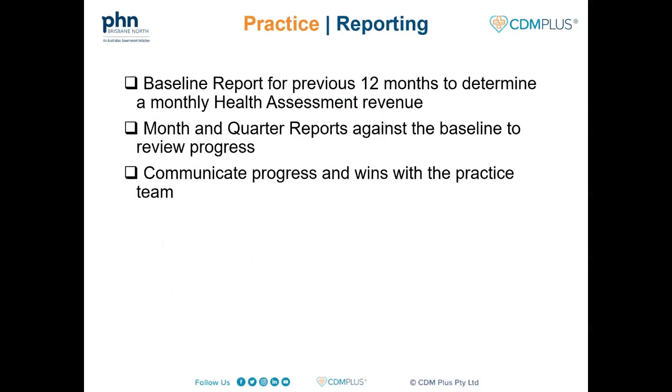And then the last little bit will be around the reporting. Now, if you start making changes for health assessments, it can be really, really good, but it's good to measure that. So I recommend doing a baseline report. You actually want to see what you've been doing in the previous 12 months, specifically around health assessment revenue. In clinics we work with, we usually look at the whole CDM revenue. But for health assessments, you want to keep track of what you're doing month on month. So I put there the month and quarter reports against that baseline. So if you did, say, 1,000 health assessments in that last 12 months, so I'll make it 12,000, to make it easier, that means you're doing 1,000 per month. What does that look like month on month as you're progressing through the year?